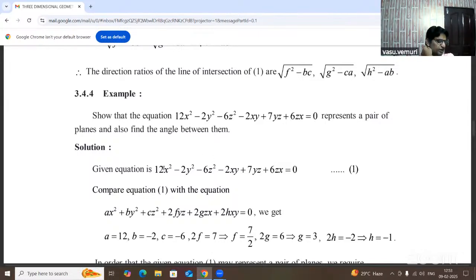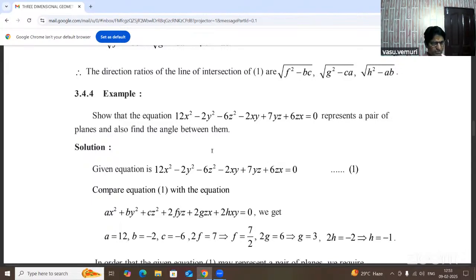First of all, you have to write the given equation and compare it with the general equation of the pair of planes. This represents a pair of planes passing through the origin, because the xy, yz, zx terms are there, but not the remaining terms.